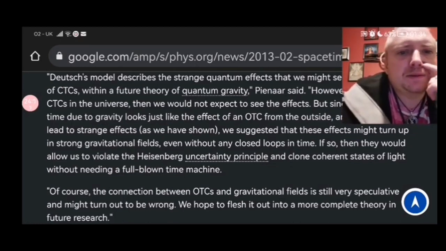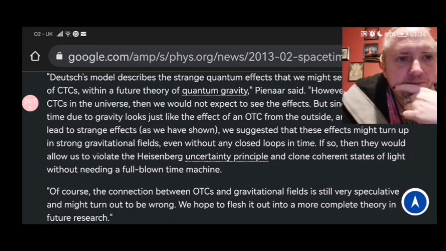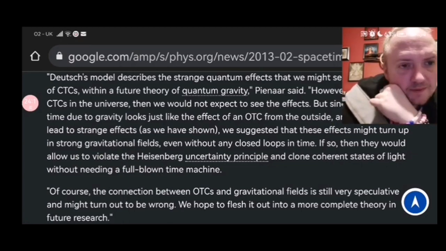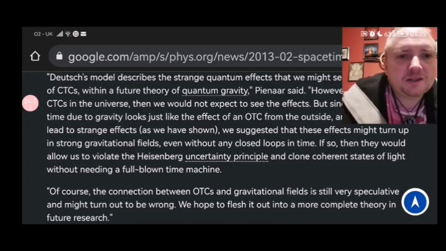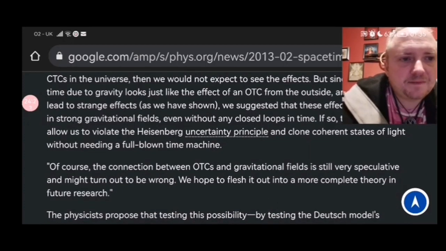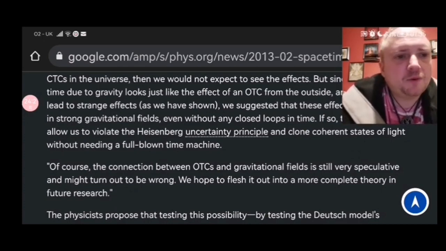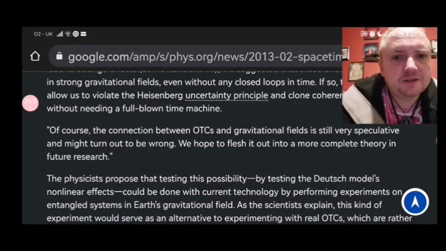Of course, the connection... Sorry, why would we ever do this? Alright. Suggest these fix my term for strong gravitational field, blah, blah, blah. Right, so of course the connection between OTCs and gravitational fields is still very speculative and might turn out to be wrong. We hope to flesh out a more complete theory in future research.